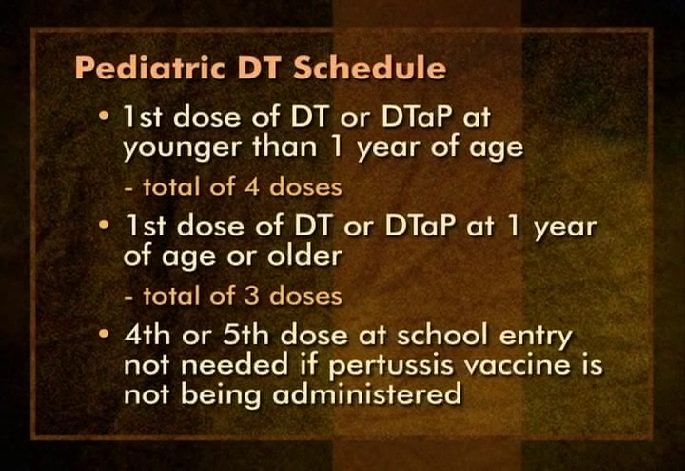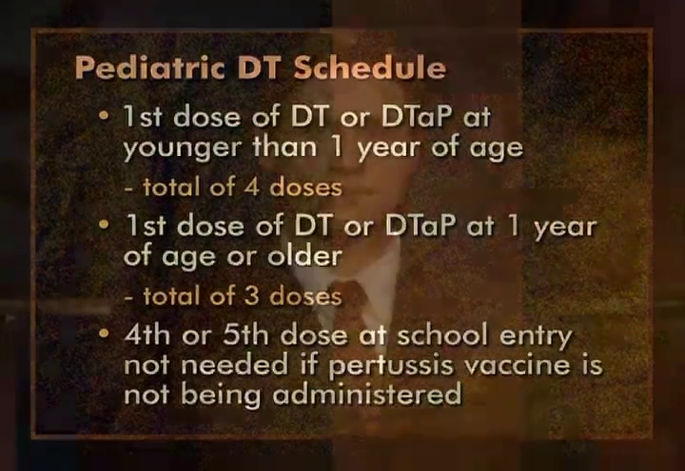The first 2 doses should be separated by at least 4 weeks. The 3rd dose should be administered 6 to 12 months after the 2nd dose. A 4th or 5th dose at school entry is not necessary if pertussis vaccine is not being administered. The first routine booster dose of Td or Tdap would be given at 11 to 12 years of age.